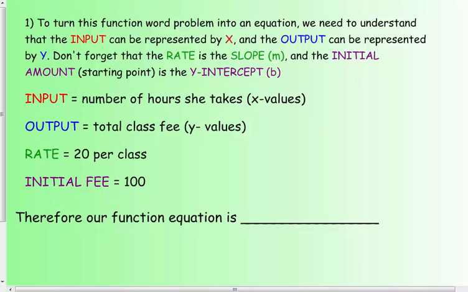The rate in this example was $20 per class for every hour. So the rate goes up $20 for every hour. Y over x, $20 up for every 1 hour x in time. The initial fee was $100. Therefore, the function, the equation of this, is y equals 20x plus 100, the y-intercept. So 20x plus 100.